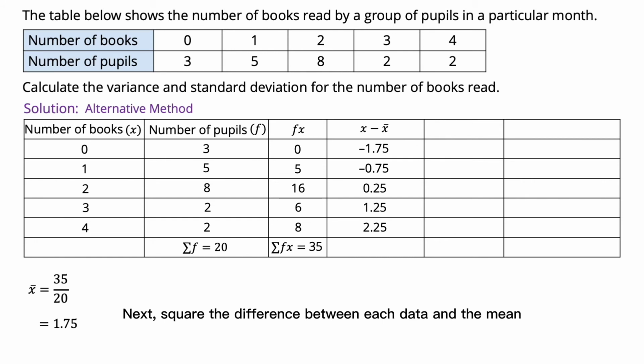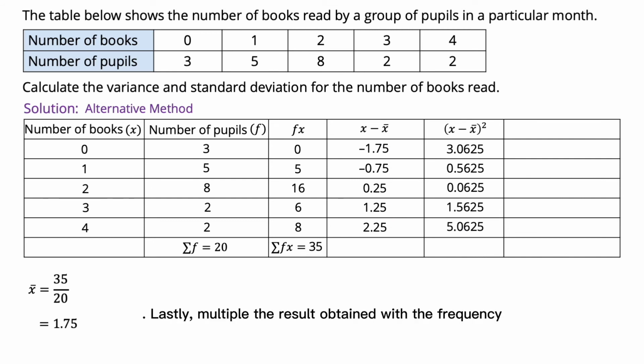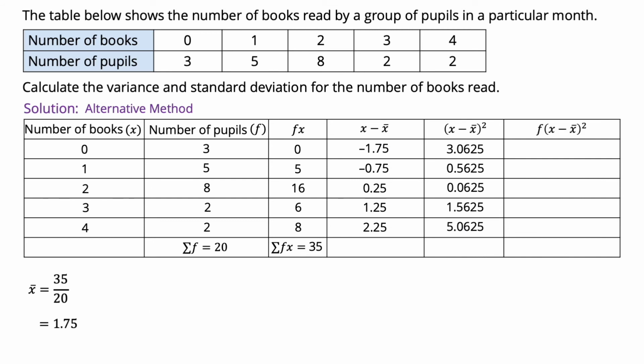Next, square the difference between each data and the mean. The square of minus 1.75 is 3.0625. Square of minus 0.75, 0.5625. Square of 0.25, 0.0625. Square of 1.25 is 1.5625. And square of 2.25 is 5.0625. Lastly, multiply the result of each with the frequency.